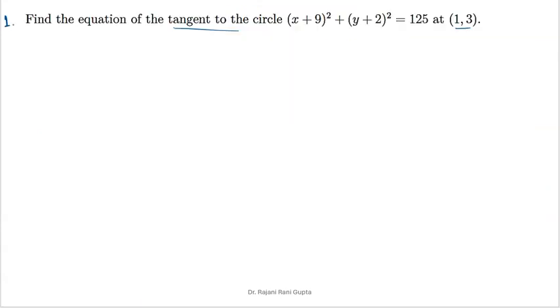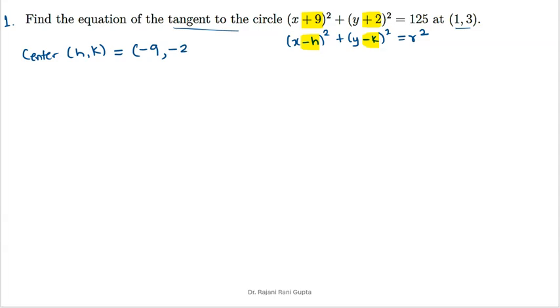Writing this equation in the standard form of the equation of a circle, which is (x minus h) squared plus (y minus k) squared equals r squared, we need the center. The center is nothing but the values of h and k, taken with the opposite sign. So we get the center (h, k), which is (-9, -2). This is your first point, center C, (-9, -2).